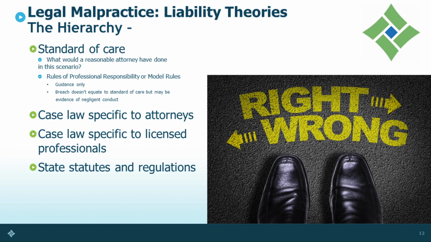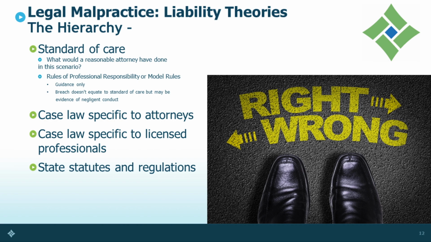Okay, all right. Next, we're going to talk about how to evaluate attorney conduct, and there's somewhat of a hierarchy here. We look to several standards, and this is theoretically in order.